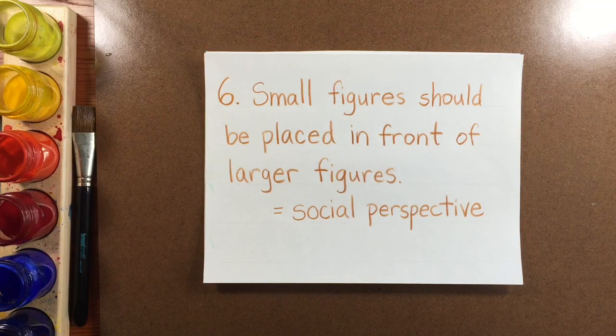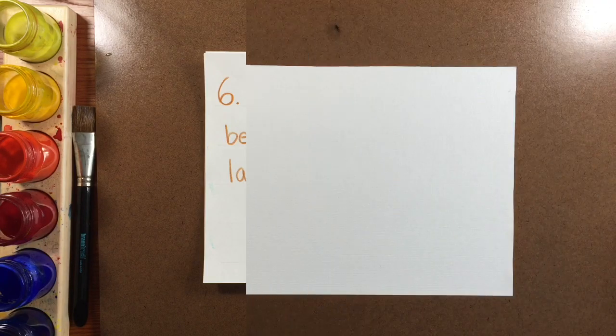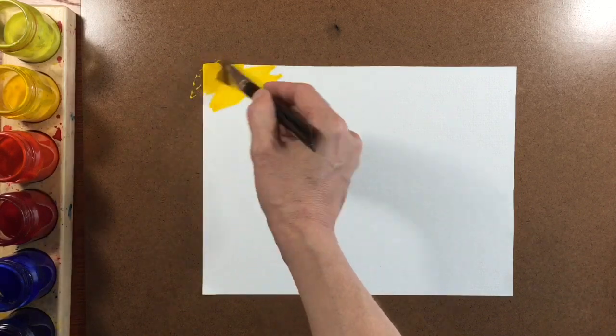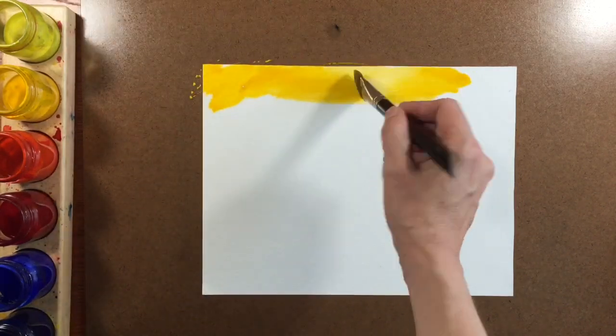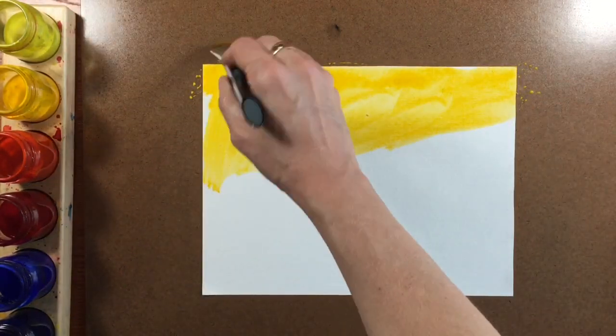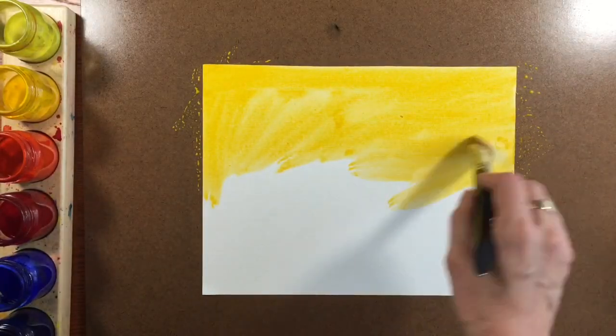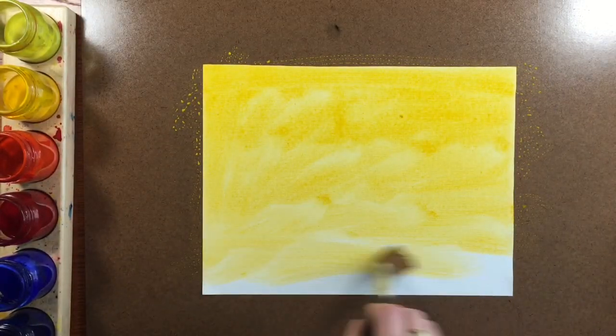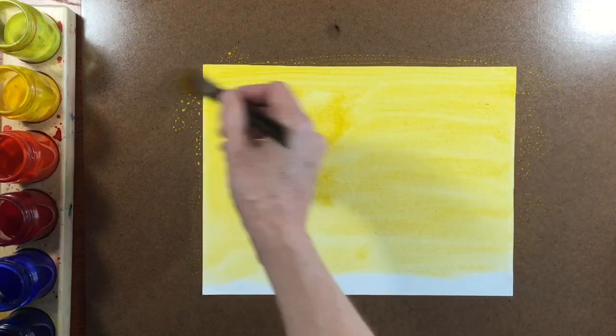Number 6. Small figures should be placed in front of larger figures, creating social perspective. This painting will show the race between the hare and the tortoise. The tortoise will be the smaller figure, and so he will be in the front.